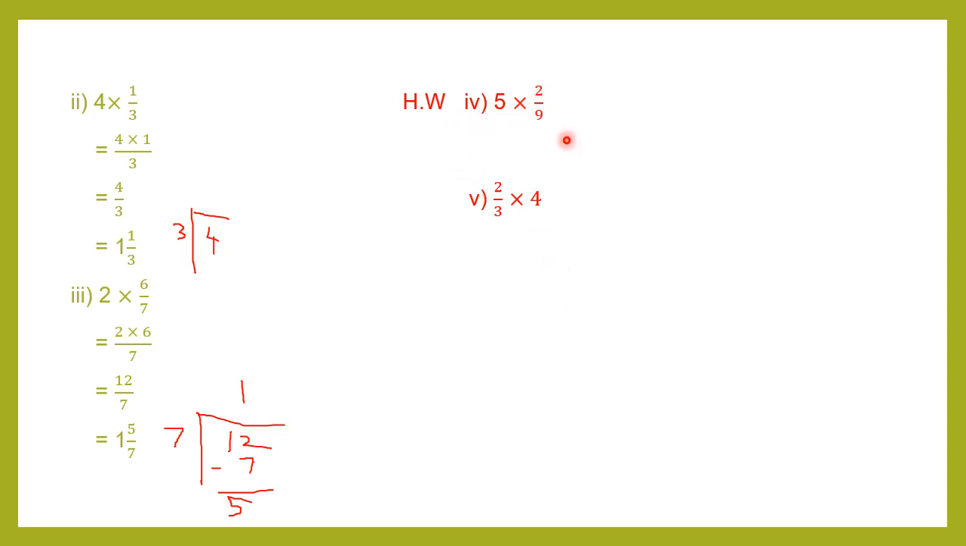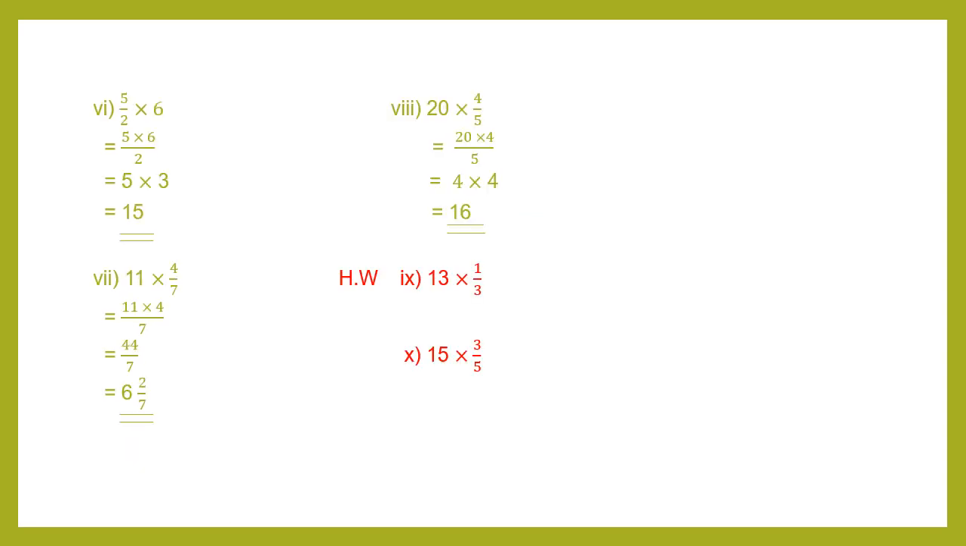5 multiplied by 2 by 9, and question number 5, 2 by 3 multiplied by 4. This you can do as homework. Question number 6, 5 by 2 multiplied by 6. Again 5 is the numerator, 6 is the whole number, so 5 multiplied by 6 divided by 2.